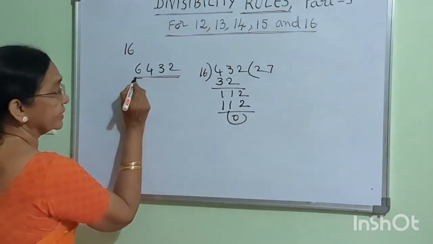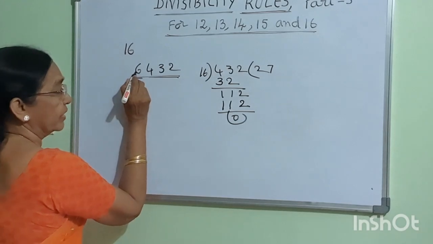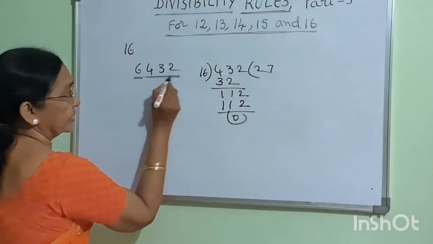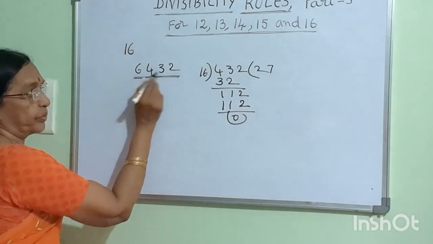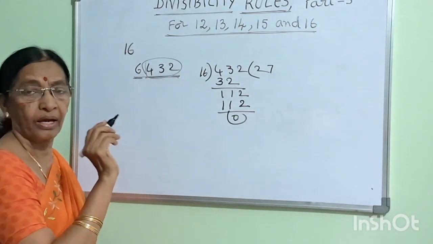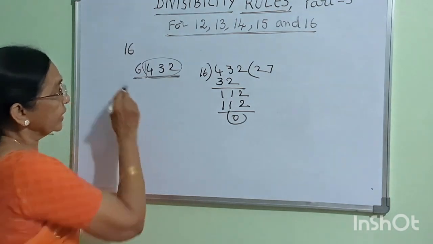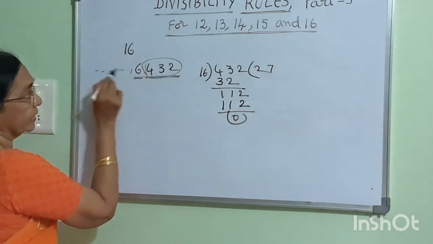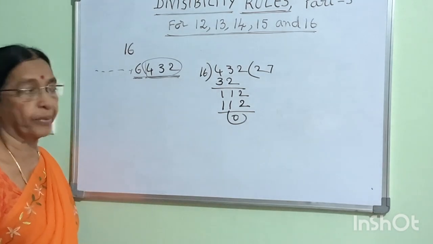Therefore, when the digit in the thousands place is even, we have to apply this rule: if the first three digits are divisible by 16, then the whole number is divisible by 16. Whatever large the number is.